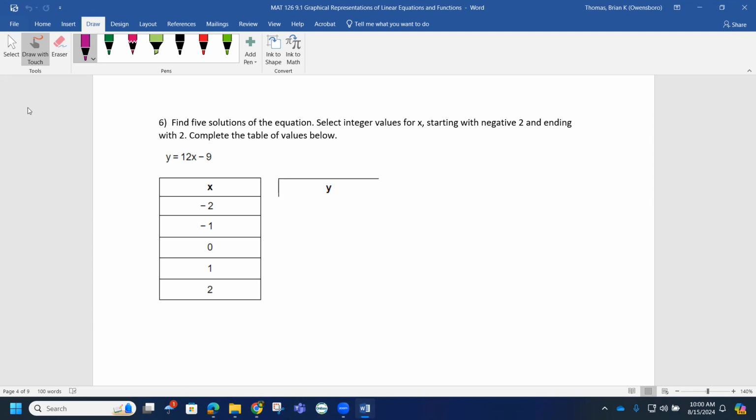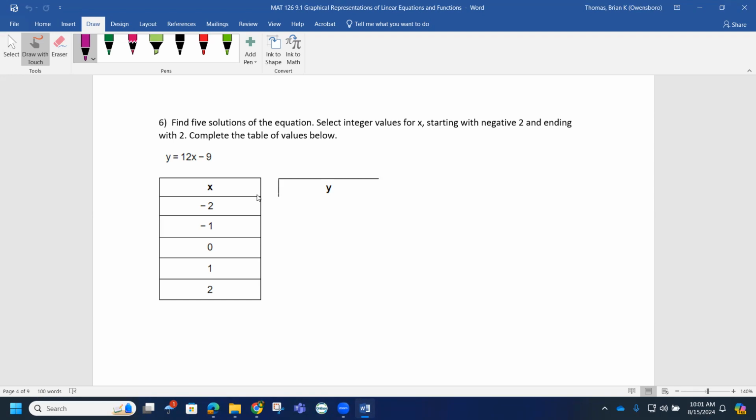So they've already kind of done this for us. They picked values for x: -2, -1, 0, 1, and 2. Notice how they said integer values. So integer values are positive, negative whole numbers. So we don't have to deal with fractions or decimals because they're not asking us to.